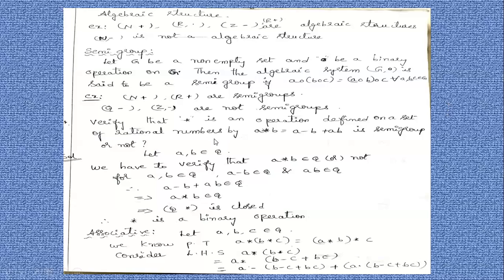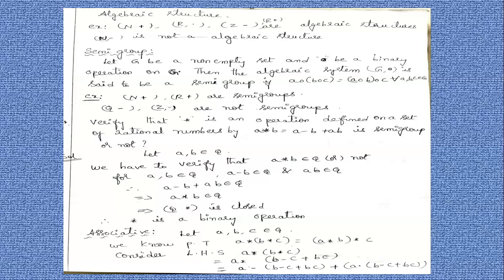Verify that star is an operation defined on the set of rational numbers by a star b equals a minus b plus ab is a semi-group or not. Listen carefully. What we have to prove now? Semi-group or not. What are the properties of a semi-group?